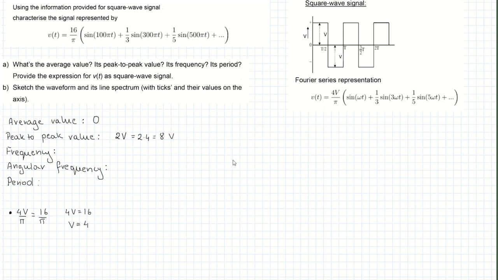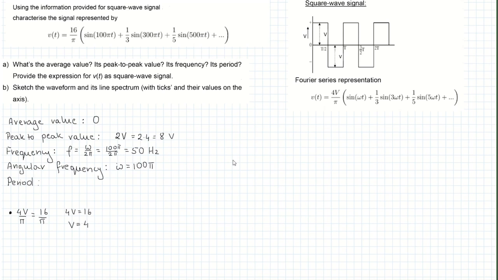Frequency of the signal. Our question doesn't specify if we are asked about angular frequency or frequency. In case of angular frequency, we know that this is equal to omega, which is equal to 100 pi. And the frequency can be calculated based on that. Frequency is equal to omega over 2 pi. In our case, it's 100 pi over 2 pi, which is 100 over 2, which is 50. Frequency is given in hertz, so this is 50 hertz.